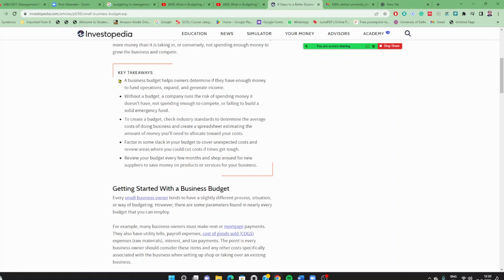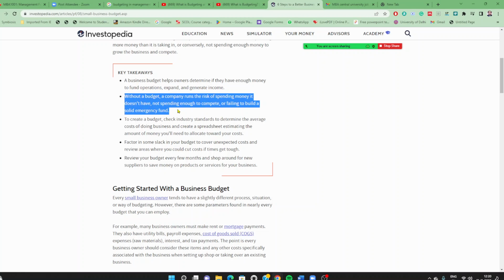So the key takeaways are: a business budget helps owners determine if they have enough money to fund operations, expand and generate income. Without a budget, a company runs the risk of spending money it doesn't have, right? Because if you do not do the budgeting part, you will never come to know how much you are spending and how you are spending. Budgeting is allocating resources to various operations or to various departments, right? Without a budget, a company runs the risk of spending money it doesn't have, not spending enough to complete, or failing to build a solid emergency fund.